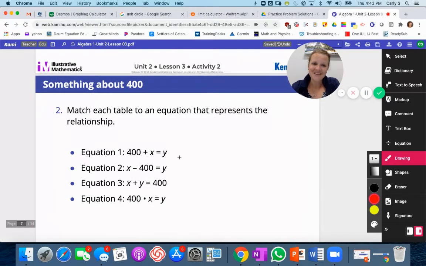Hey, look, we're going to write 4 equations. So 400 plus x equals y. I think that is the electricity one. Equation 1 goes to table A. Nope, this is table A. That's table B. This is table D, and this is table C. Let's see. Yep. Okay, you can go back and look, but you've also taken notes. You have the paper right in front of you, and you can look there.